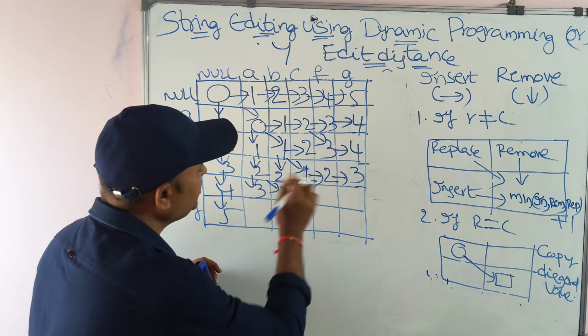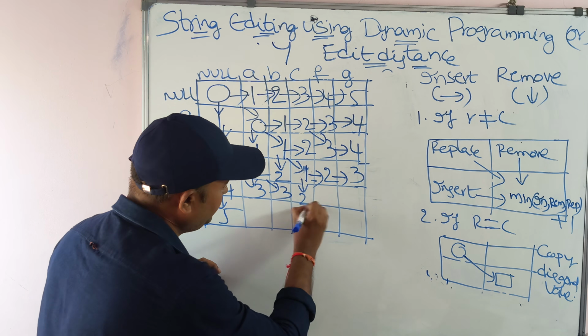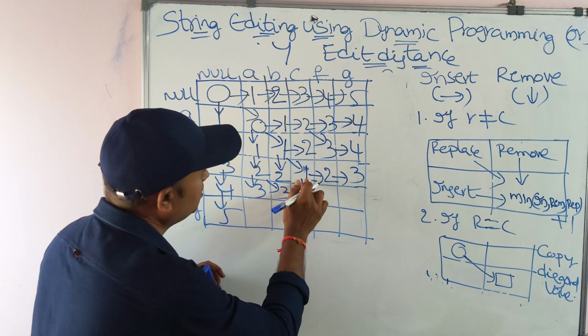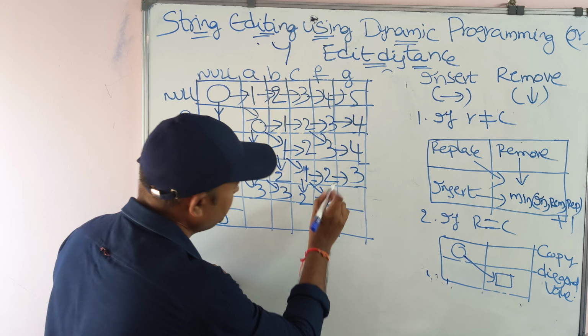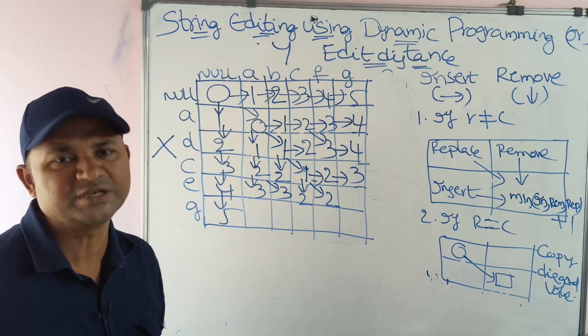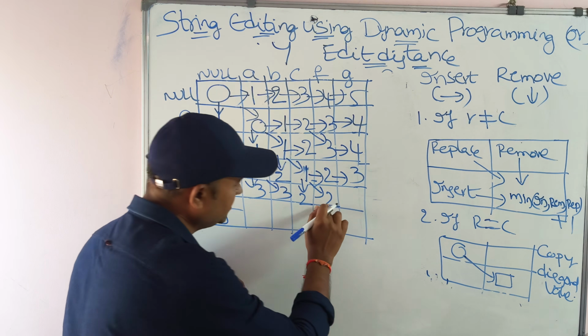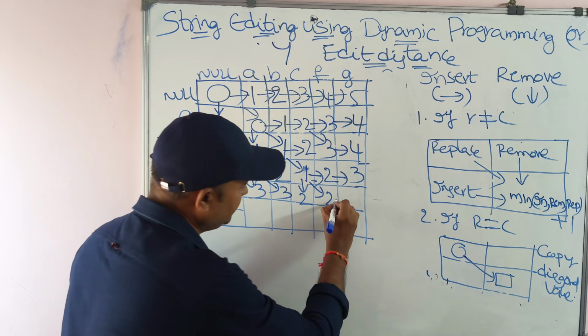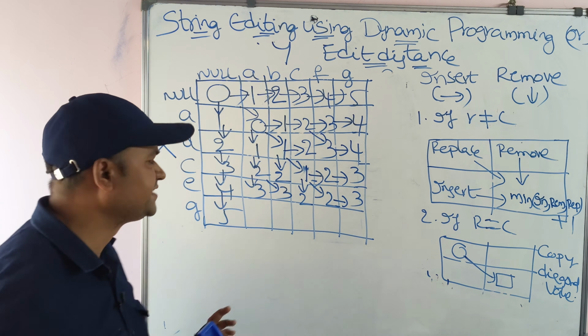Next, out of 3, 2, 1, 1 is the minimum number. So 1 plus 1, 2. Out of 1, 2, 2, 1 is the minimum number. So 1 plus 1, 2. Out of 2, 2, 3, 2 is the minimum number. So 2 plus 1, 3. So we can use horizontal or diagonal. No problem. So 2 plus 1, 3.